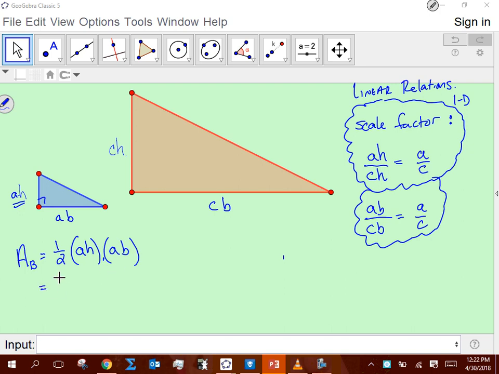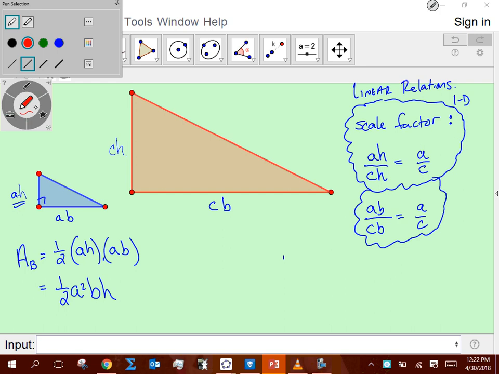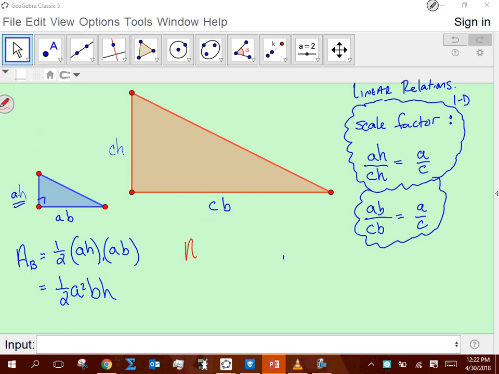So what does that give me? It gives me 1/2 A squared BH for the area of that blue figure. Is everybody okay with that? Okay. I'm going to find the area of the red figure. The area of the red figure is going to be 1/2. Now my altitude is CH, and my base is CB. Okay? So it gives me 1/2 C squared BH, and that's the area of the red.